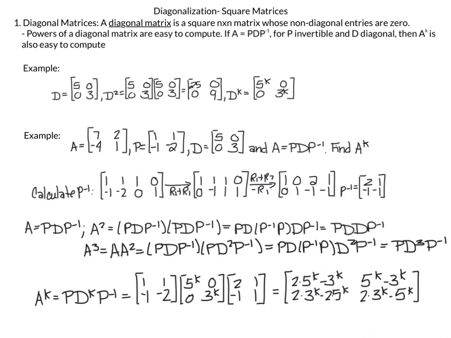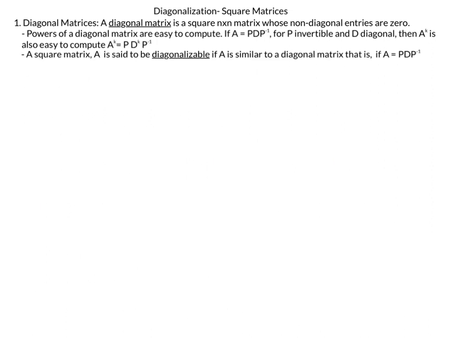So again, the idea is, one, the powers of a diagonal matrix, D raised to the K, are easy to compute. But also, if you have a general matrix that's not a diagonal matrix, if you can get it to this form, where it's P times a diagonal matrix times P inverse, then the calculation of A to the K is also fairly simple. So a couple of things to say about the last example.